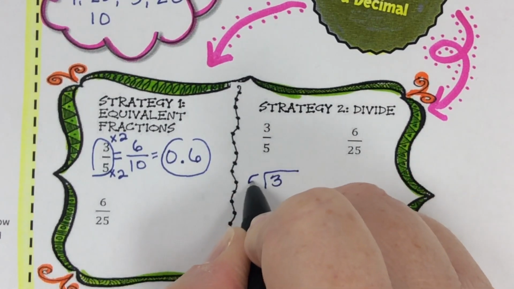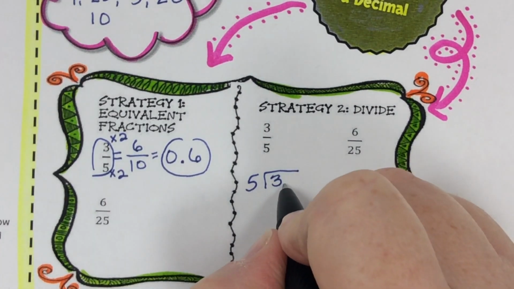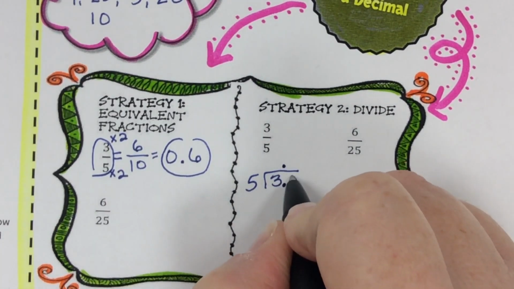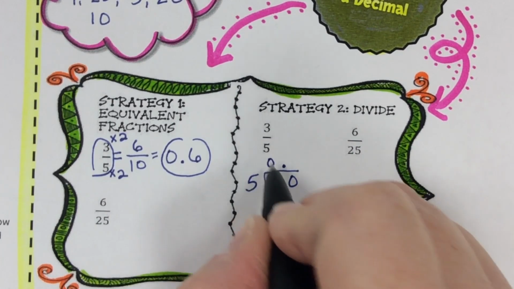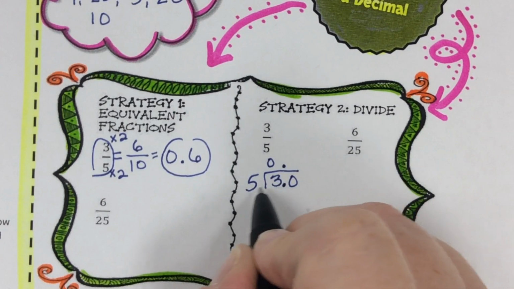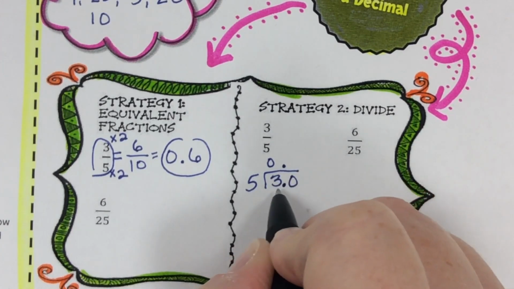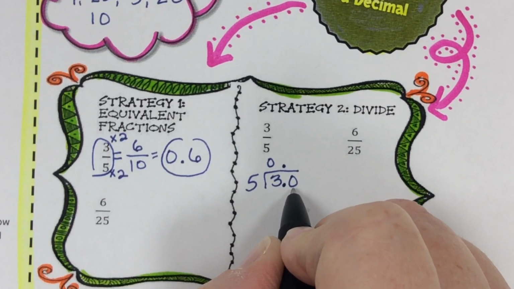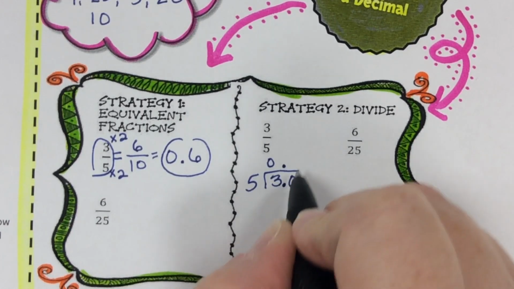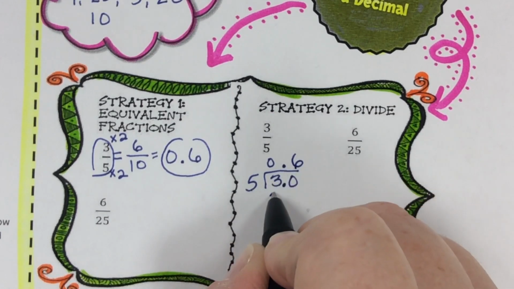3 divided by 5. Okay, 5 does not go into 3. So I'm going to add a decimal and a 0. So it goes into 0 times, right? So now 5 goes into 30. This is what we do. If 5 doesn't go into 3, we can keep dividing. Our number is not over. 3 is the same thing as 3.0. So 5 goes into 30 6 times. 5 times 6 is 30.